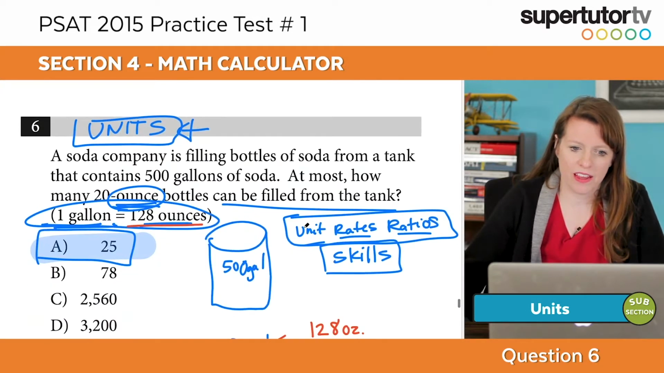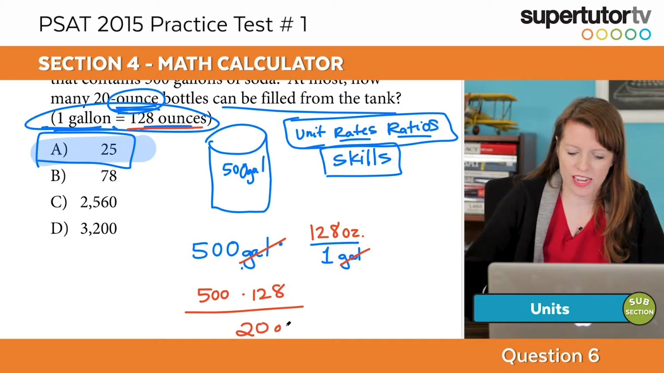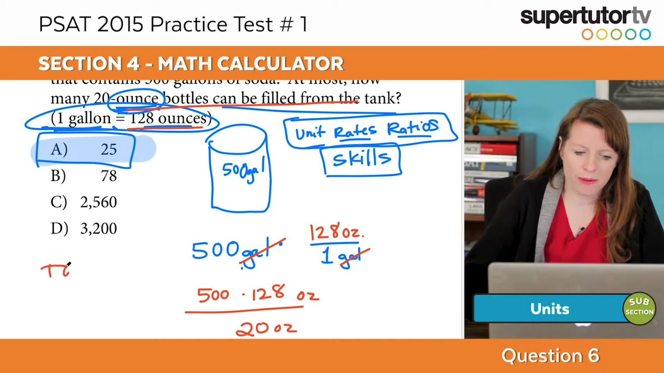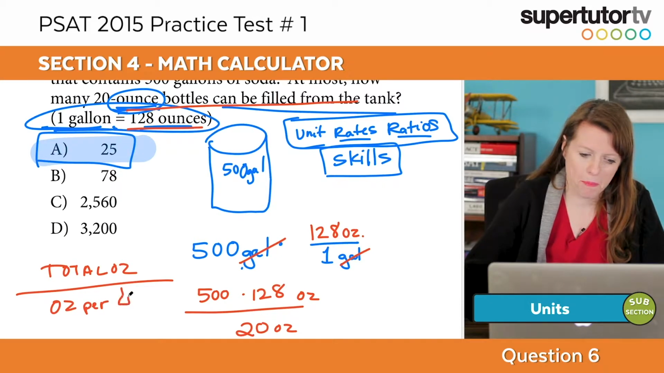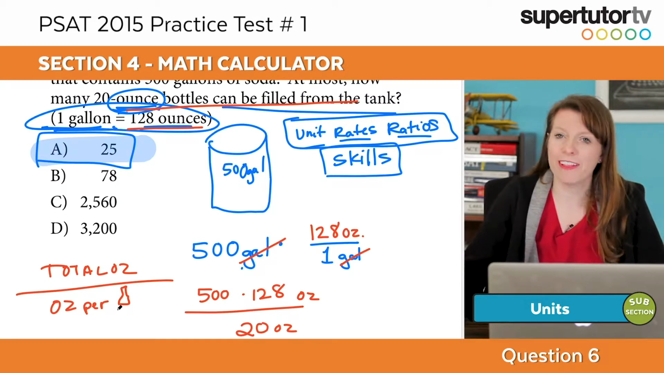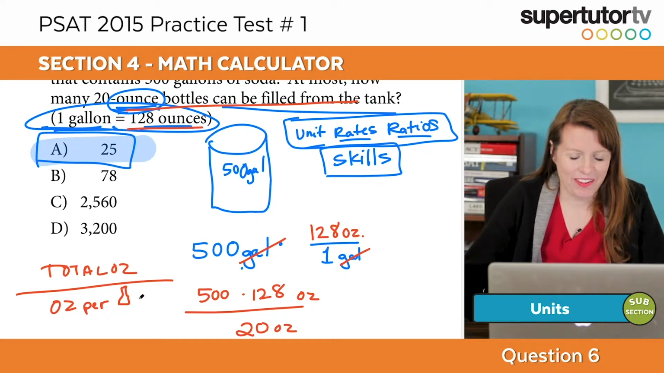Thank goodness we're in the calculator section, people, because it means I can do this in my calculator. So I can do 500 times 128, and then I'm going to divide this by 20 ounces, right? Because I want my total ounces. How am I going to get how many bottles I can fill? Well, I'm going to take my total ounces, and then divide that by my ounces per bottle, like per bottle. There, that looks more like a flask, but pretend it's a bottle. Okay, so ounces per bottle, and then that's going to tell me how many bottles I have.